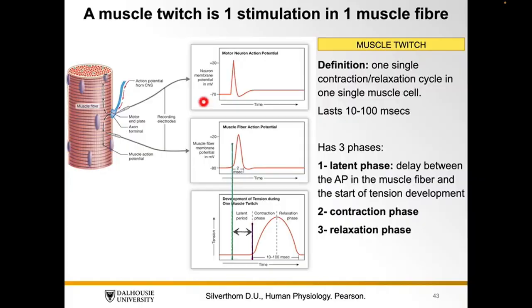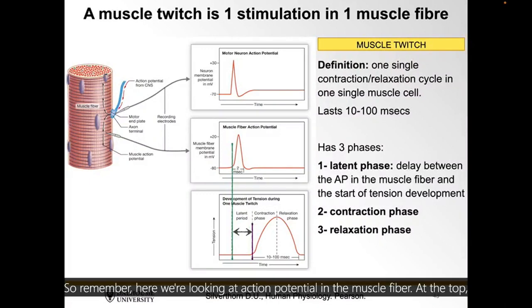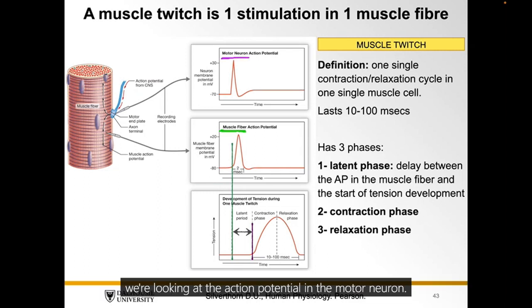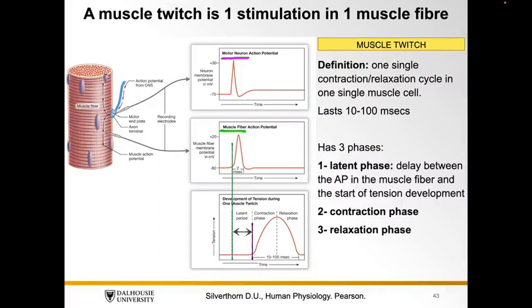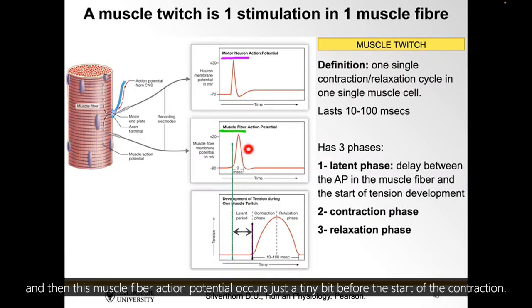Now going back up one panel, what we see in the top panel here is the action potential in the motor neuron. So remember, here we're looking at the action potential in the muscle fiber. At the top, we're looking at the action potential in the motor neuron. With our knowledge so far, we know that the motor neuron action potential occurs just slightly before the muscle fiber action potential. And then this muscle fiber action potential occurs just a tiny bit before the start of the contraction.